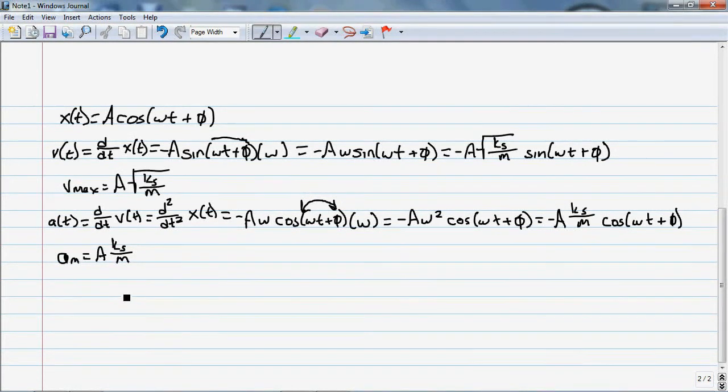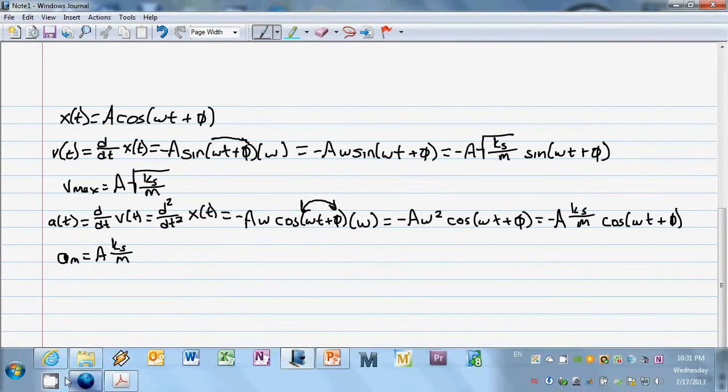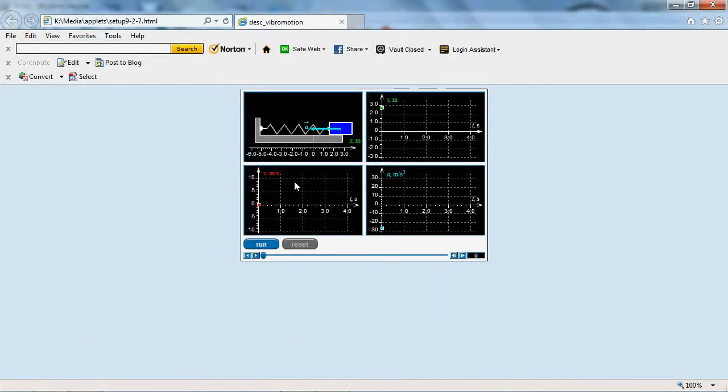Now let's see the relationship of this in this simulation. You notice it shows you the acceleration vector, and the acceleration vector is going to point towards the origin at this point, or the equilibrium point. And you'll also see the velocity vector in red. And I want you to notice the relationships between the velocity vector and the acceleration vector. So let me start the simulation.